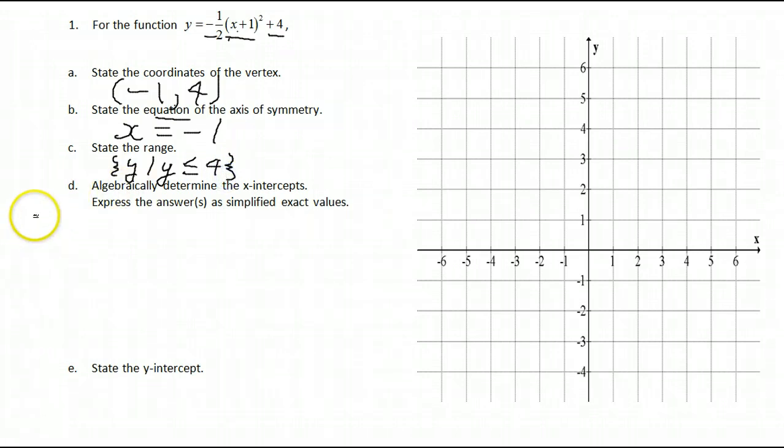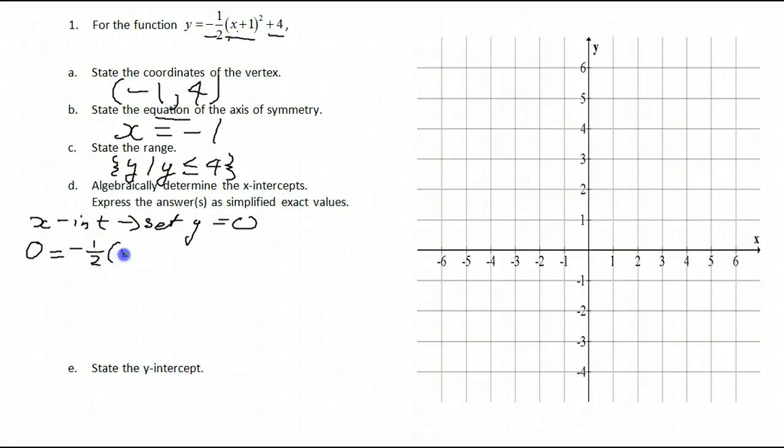Algebraically determine the x-intercepts. We need some work on this one, so let's go through this. X-intercepts: it's not asking for the y-intercept yet, that's down here. For x-intercepts, we set y equal to 0. Now, watch the procedure here. 0 is equal to negative 1/2 (x plus 1) squared plus 4. Algebraically determine means show your work. What I want to do is get the (x plus 1) squared by itself. To do that, let's start by subtracting 4 from both sides.